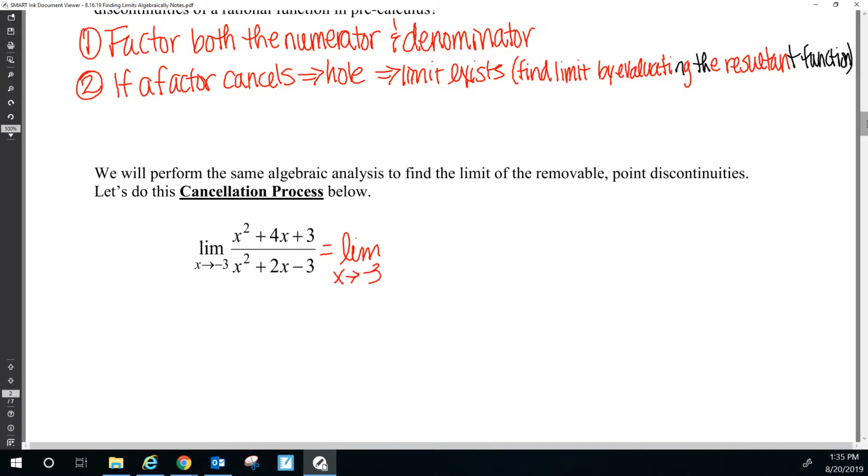numerator and our denominator. Our numerator we said is x plus 3, x plus 1. I'm so happy that you guys are really good at factoring at this point. X plus 3, x minus 1, except for that cubic. You struggled with that one today.